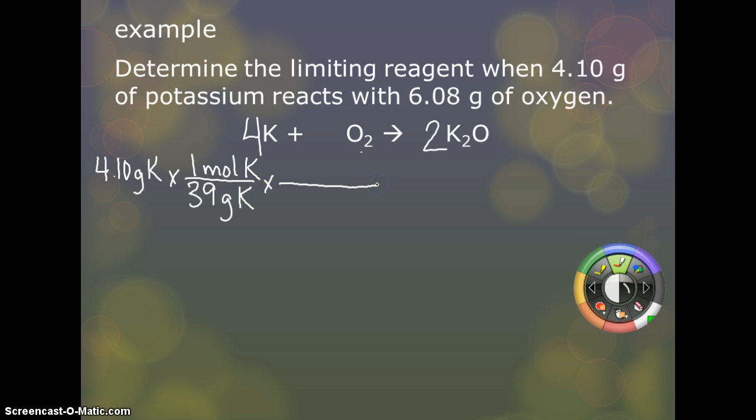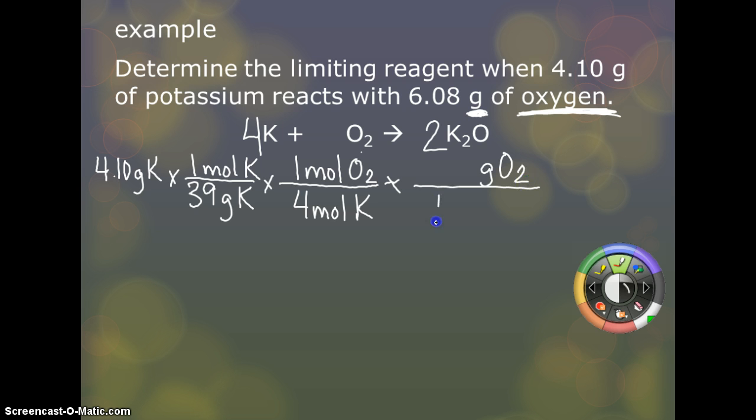You're going to have to use your mole ratio. Since we started with potassium, we're going to be trying to find oxygen here. So that means the coefficient from the balanced equation, moles of oxygen, is going to go in the numerator. And the 4 mole of potassium is going to go in the denominator. And then we don't want moles. We're going to want grams because we're going to have to compare units here. So grams of oxygen is going to go in the numerator. Molecular mass is always opposite 1 mole. Molecular mass of oxygen is going to be 32 grams.